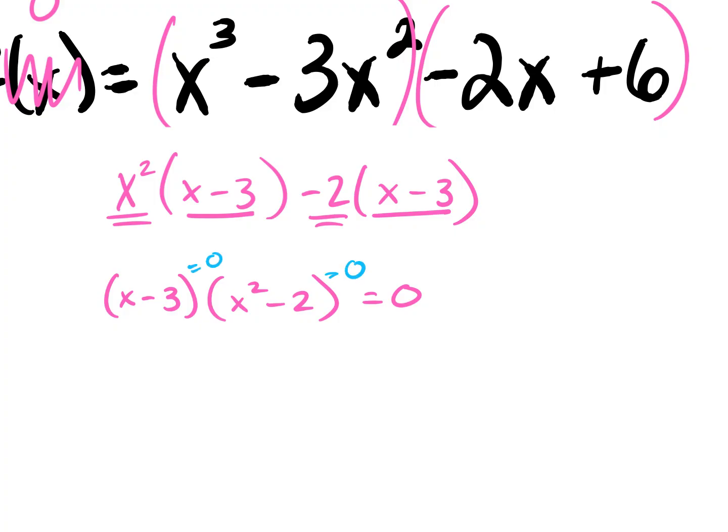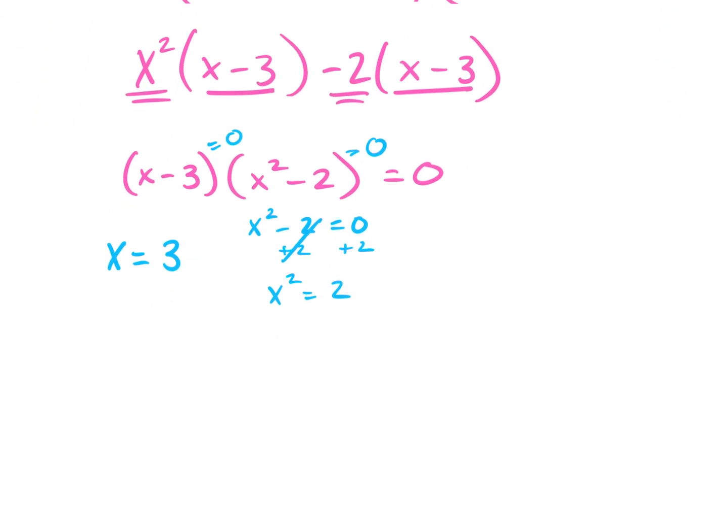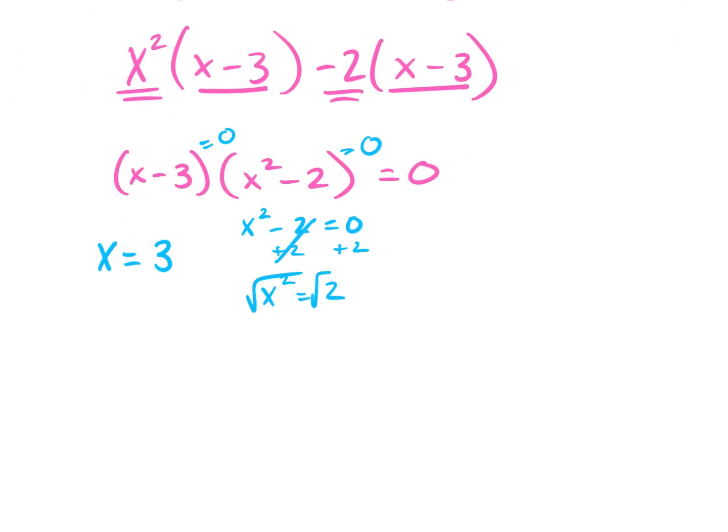So x minus 3 equals 0. What does x equal? 3. Good job, guys. We're almost done. x squared minus 2 equals 0. Add 2. Move it to the other side. x squared equals 2. What do we do next? Square root both sides. So what does x equal? Plus or minus square root 2.